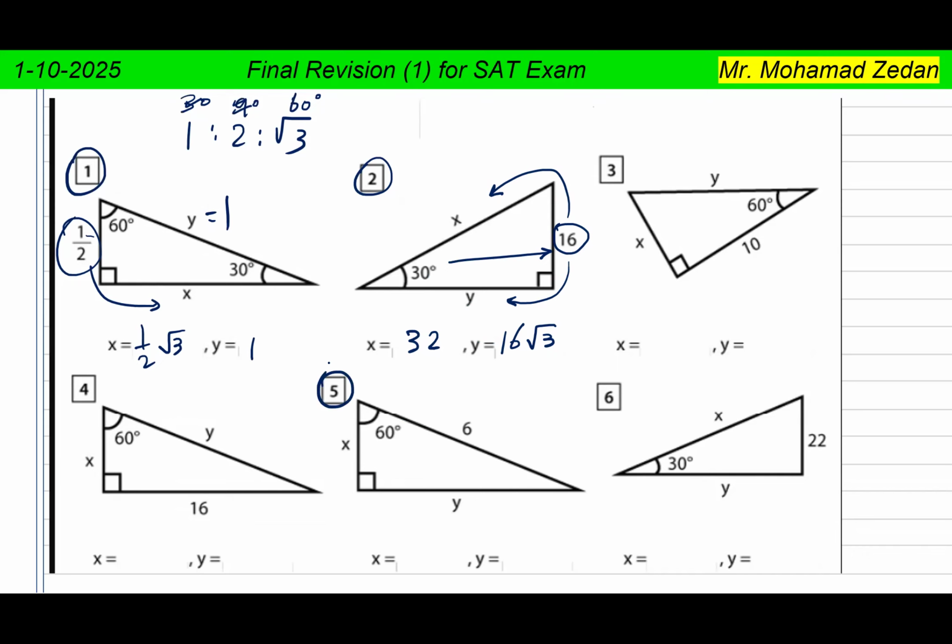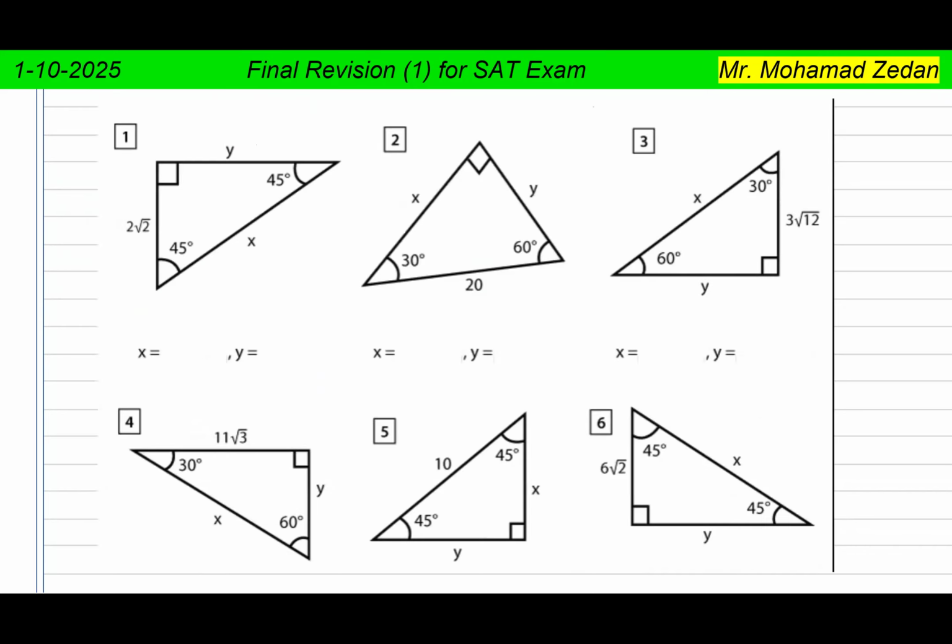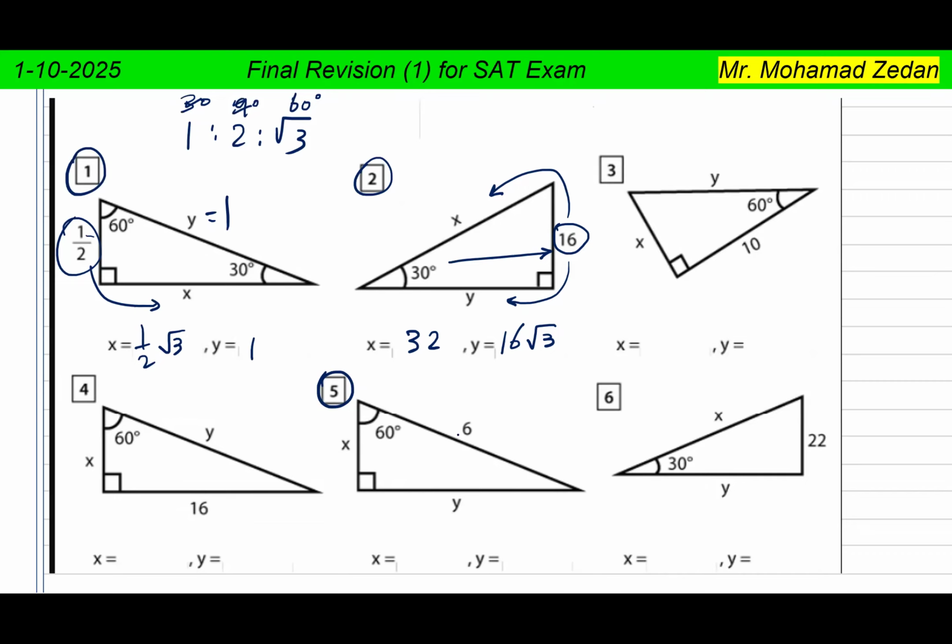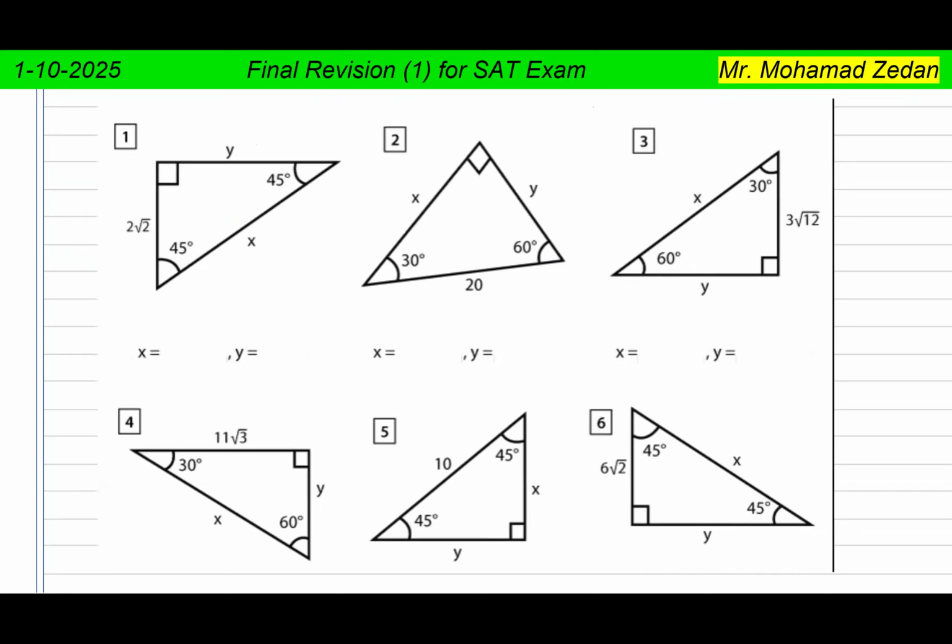Number 5. Please, everyone try to solve. Hypotenuse is 6. What is x? 3. And the y is? 3 radical 3. Exactly correct. Next, what is the x and what's y? The x is 44, yes, it is double. And the y is 22 radical 3. Of course. Now you got the point. Thank you so much.